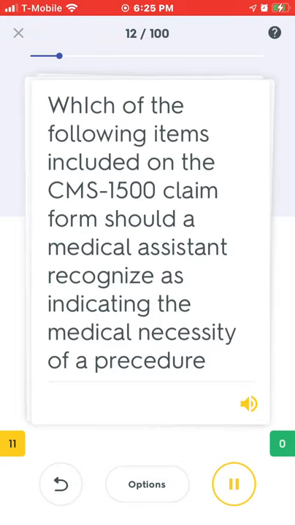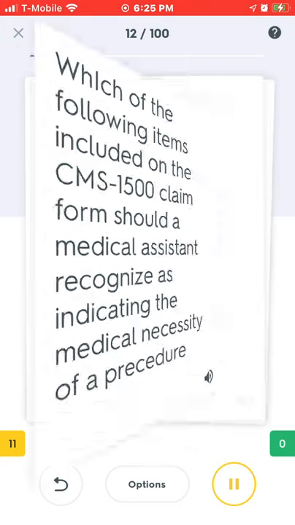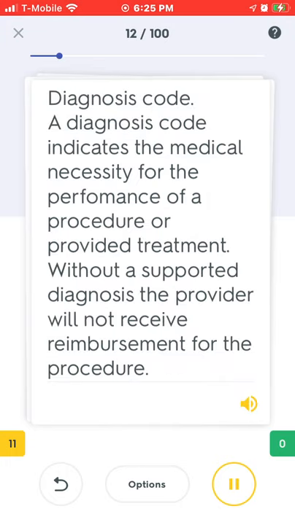Which of the following items included on the CMS 1500 claim form should a medical assistant recognize as indicating the medical necessity of a procedure? Diagnosis code. A diagnosis code indicates the medical necessity for the performance of a procedure or provided treatment. Without a supported diagnosis, the provider will not receive reimbursement for the procedure.